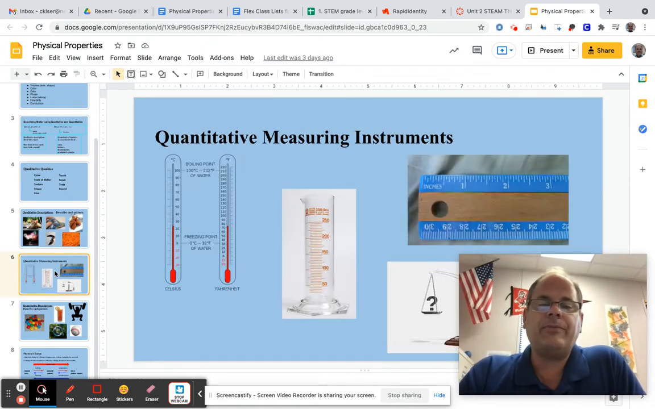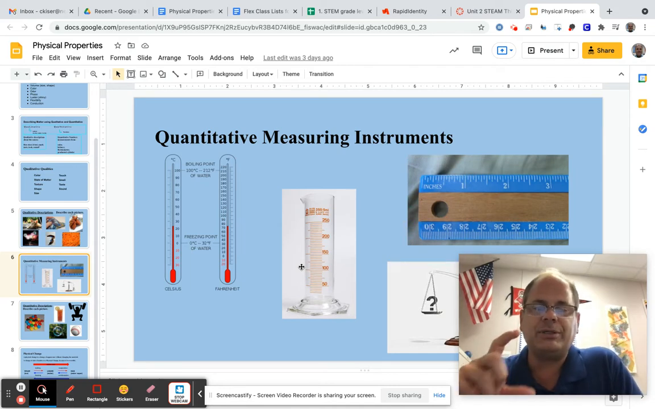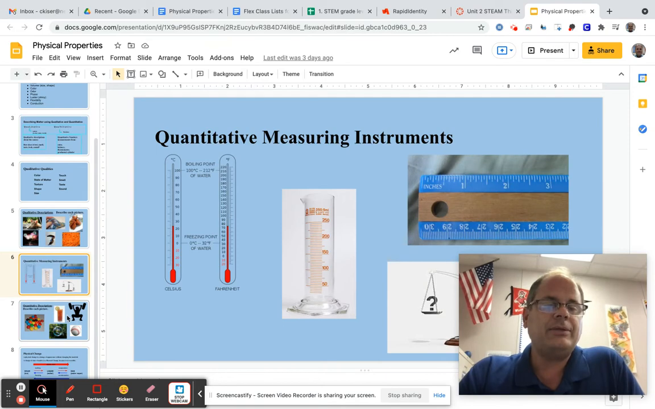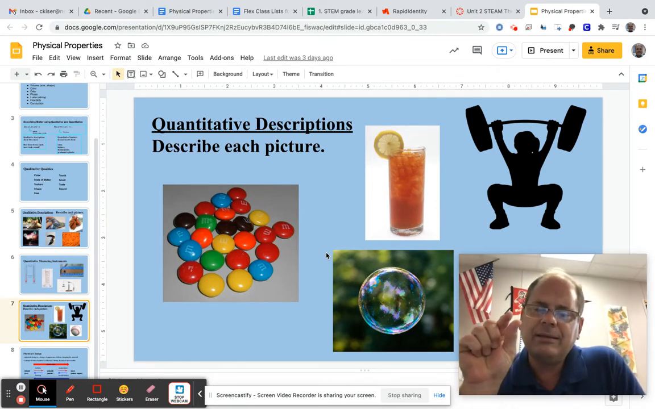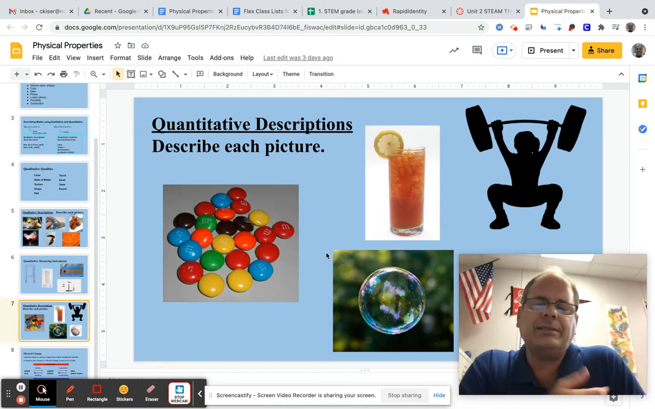You can also describe things with numbers. You can measure the temperature, you can measure how much liquid it is, you can measure how long it is, how much it weighs. So if I wanted to use numbers to describe something, I might say, "Oh, there's 24 M&Ms. There are 4 yellow M&Ms. They are a little bit less than a half inch wide and they weigh less than 1 pound."